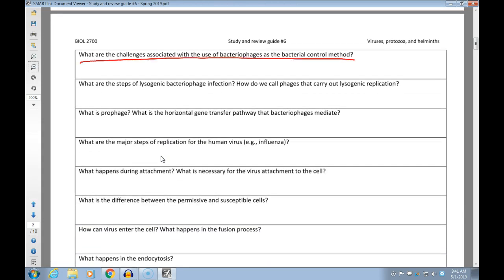Challenges. What you need to know: specificity, mutations in the phage, host immune response. Those are the challenges. Now, with lysogenic infection, what you have to know.